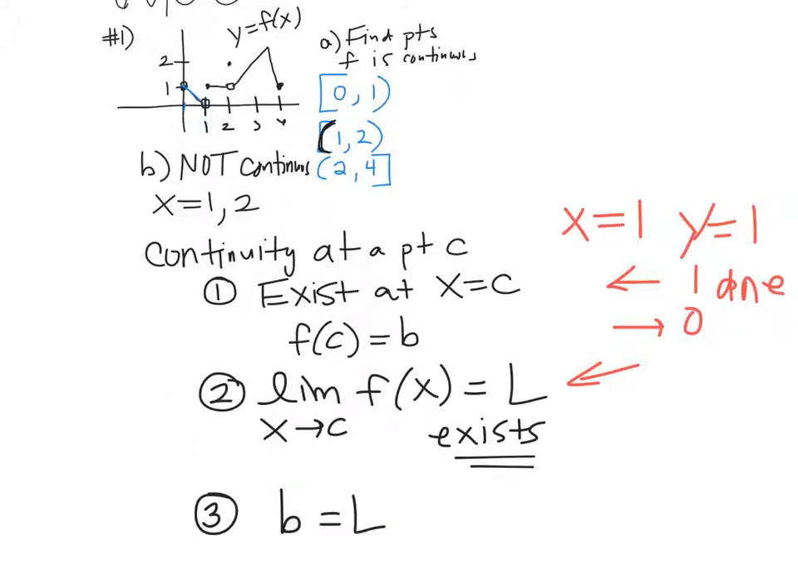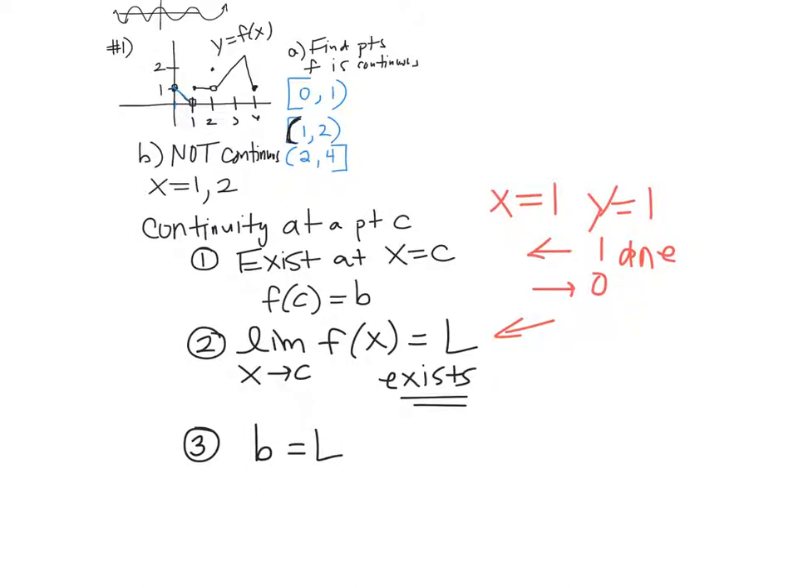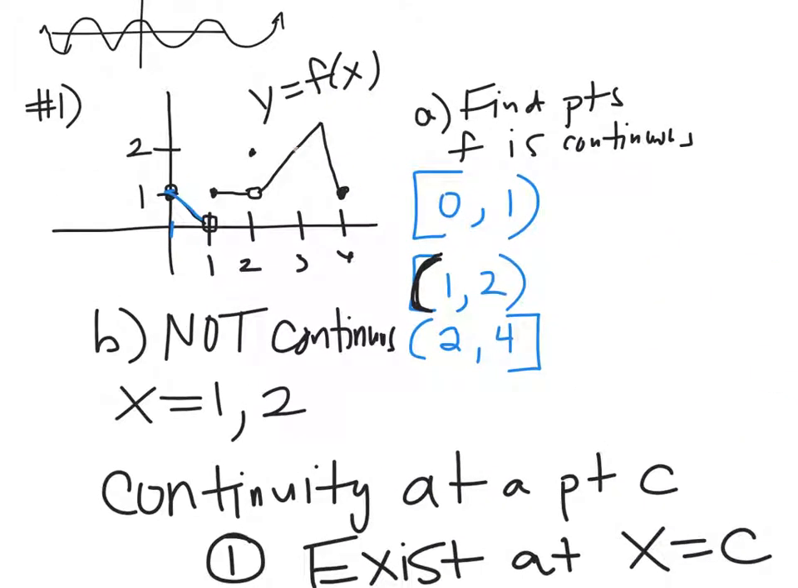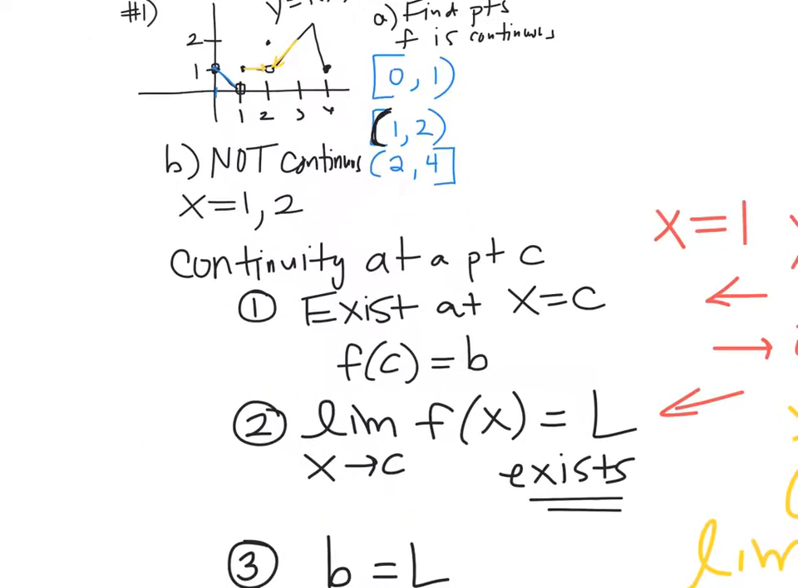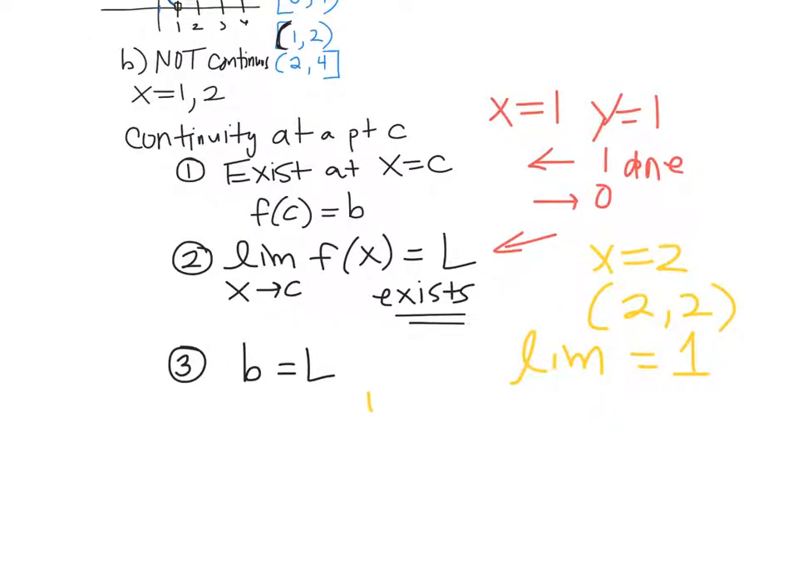Now take a look at x equals 2. At x equals 2, is there a point at 2? Yes, there is. There's a point, (2, 2). There's a value. Does the limit exist? Yes. The limit exists. What is the limit at 2? The limit is 1. Both sides are coming in here and they're approaching 1. Now the third thing says that the limit and the value have to be equal. Does 1 equal 2? No, it doesn't. So this one passed the first 2, but not the third part. It has to pass all 3 parts in order to be continuous.